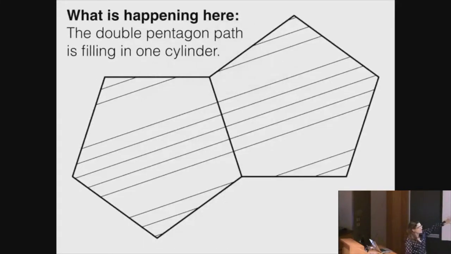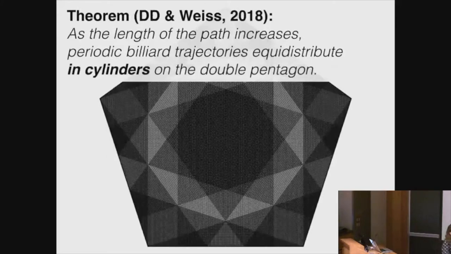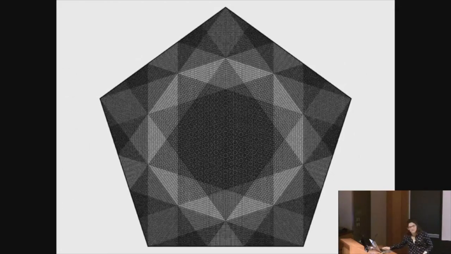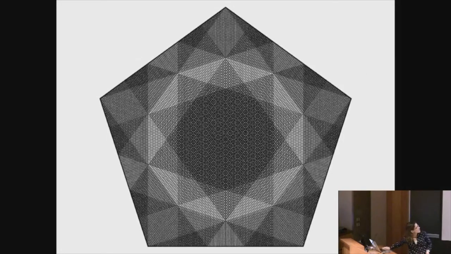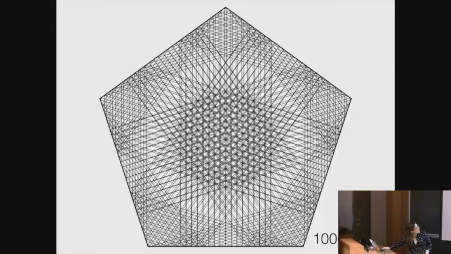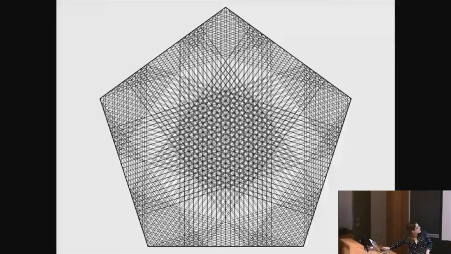So we have a double pentagon. Yeah, question. What does it mean for the path to increase? As the length of the path increases, I guess as you get further out in the family. If we're looking at these, each path is longer than the one before because it just has more lines. The total amount of lines in this picture is less than this one, yeah? There we go.